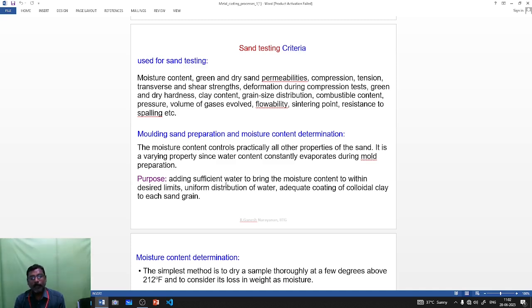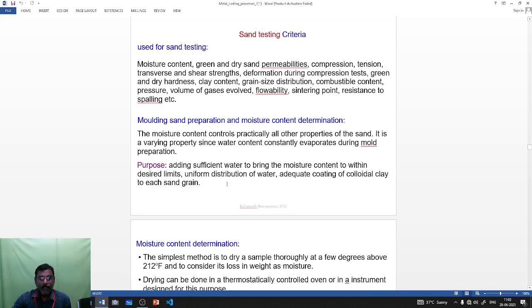Mold operations or mold preparations are used in these properties. The purpose of the molding cavity is adding sufficient water to bring the moisture content to within the desired limits, with uniform distribution of water and accurate coating of clay on each sand grain.